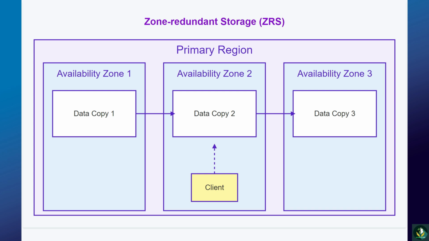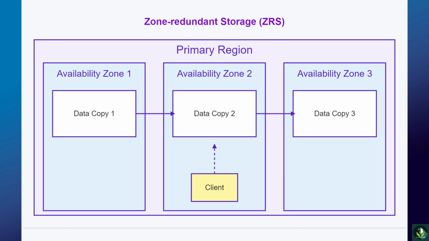These zones are physically separate data centers within the same region, each with its own independent power, cooling, and networking infrastructure. 3, Data copies. Inside each availability zone, there's a white rectangle representing a copy of the data. In ZRS, your data is synchronously replicated across all 3 zones, ensuring that 3 identical copies exist at all times. 4, Synchronous replication. The arrows connecting the data copies across zones represent synchronous replication.